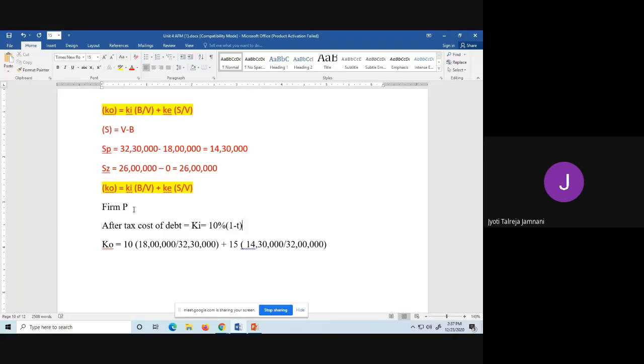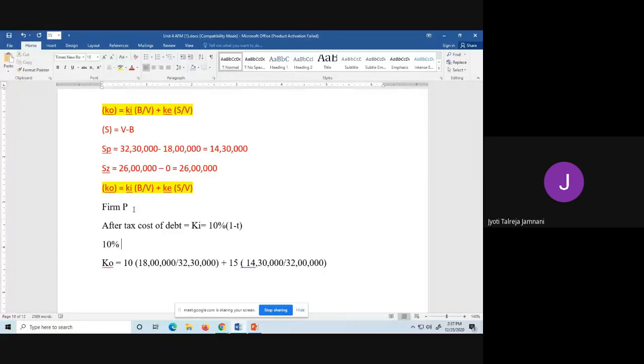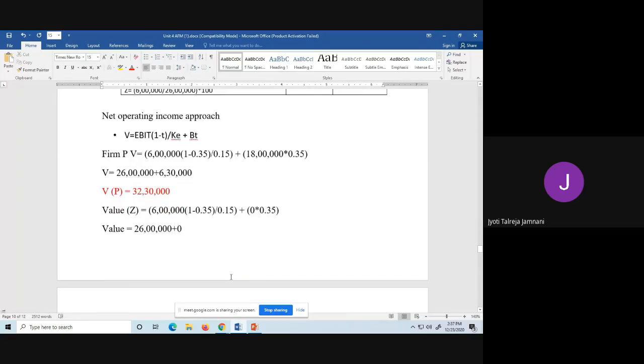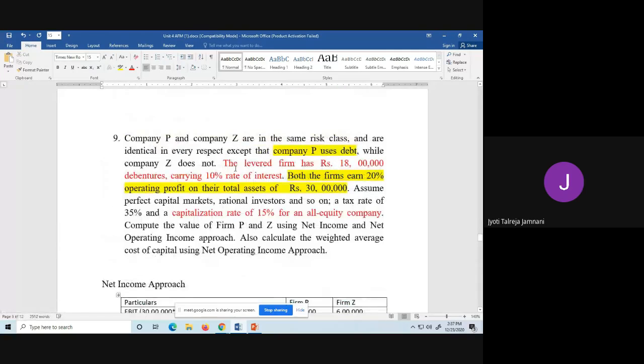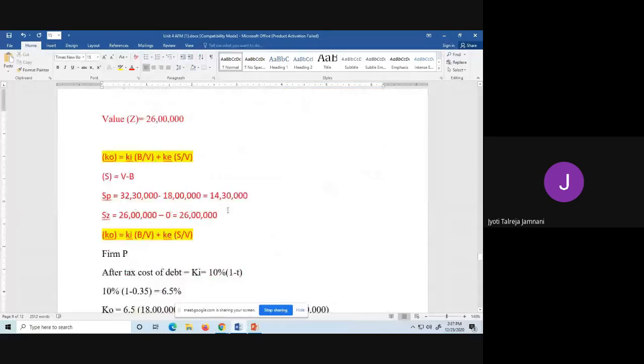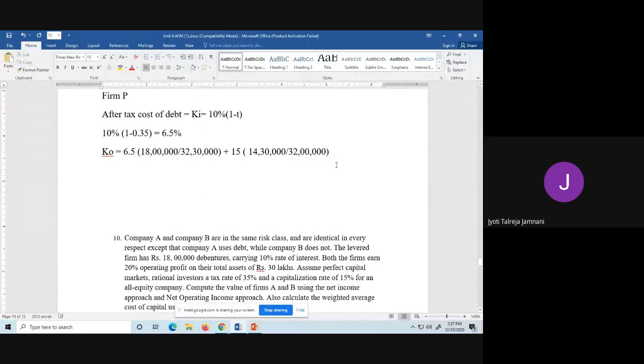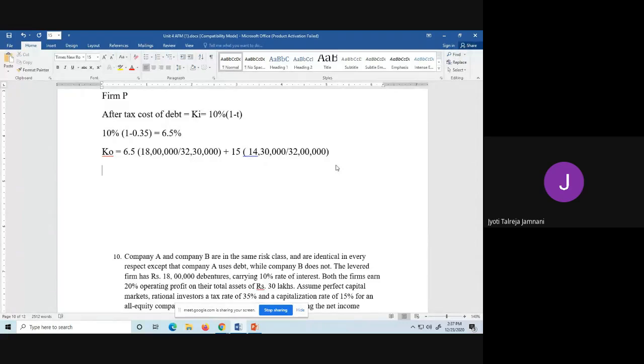So tax rate is 0.35. So 10% into 1 minus 0.35 will be equal to 6.5. So here we will take 6.5% as cost of debt because we are taking the after tax cost of debt. The given value here, they have not mentioned it is after tax. It is just said the levered firm carries debentures at 10% rate of interest. Because the tax rate is given, we have to find it after tax. So that comes to 6.5%. So if we solve this now, we'll find the weightages.